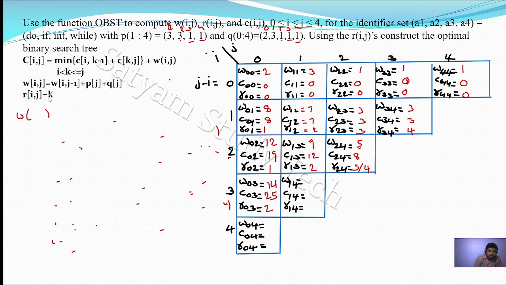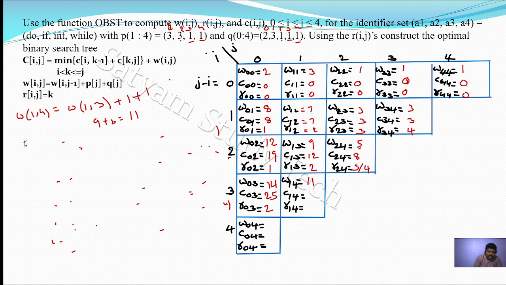So W of 1,4 is equal to W of i, j minus 1, that is W of 1,3, plus P of 4 plus Q of 4. What is P of 4? The value is 1, and Q of 4 is also 1. W of 1,3 value is 9. 9 plus 2 is equal to 11. So W of 1,4 value is 11.